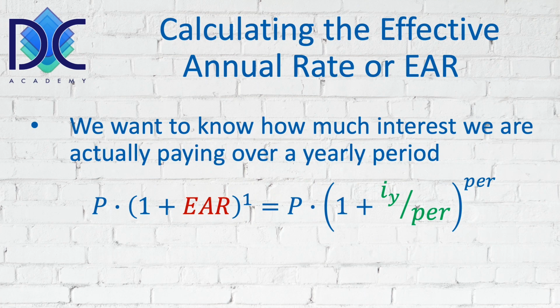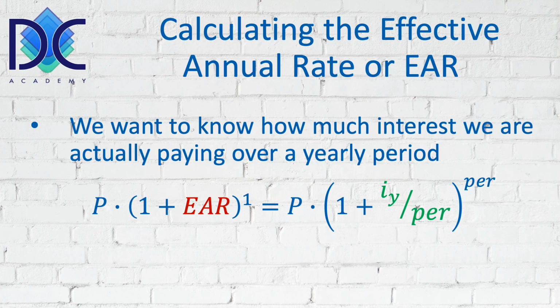So when we compound monthly, we have to divide the yearly interest rate by 12, and we have to compound 12 periods. It means that the principal multiplied by 1 plus the effective annual rate, the real interest rate we are paying over 1 year, is equal to the compounded value.